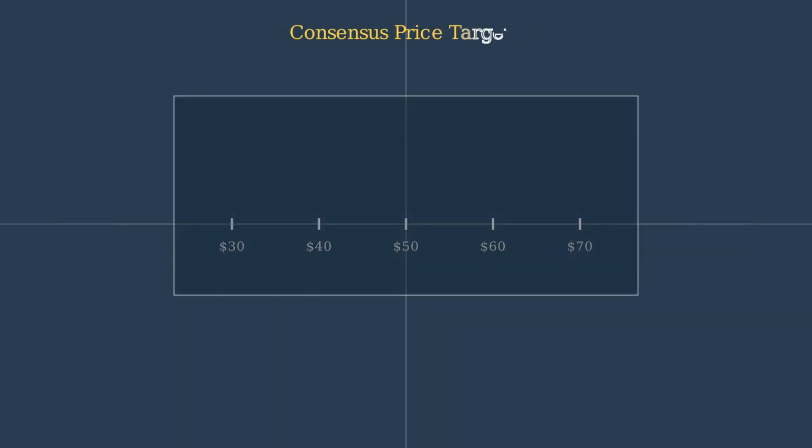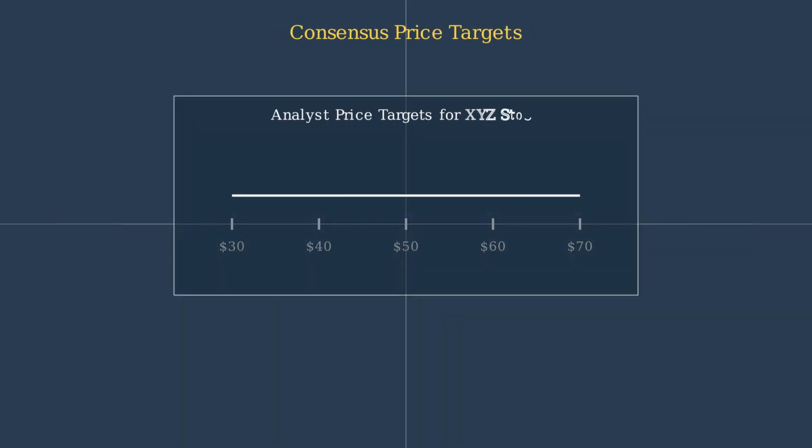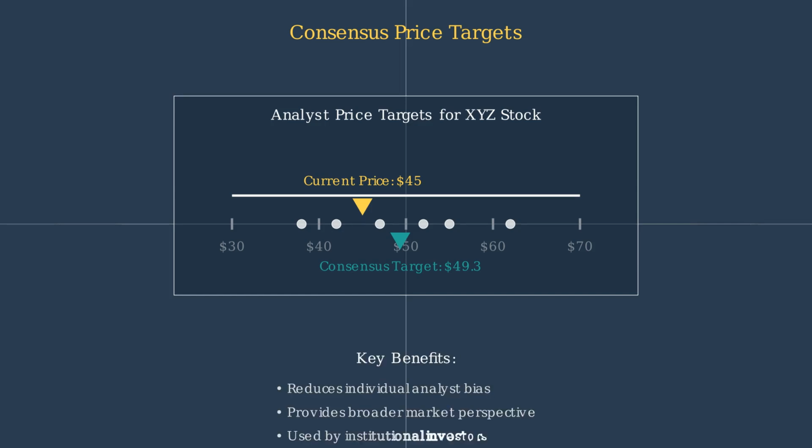Consensus price targets aggregate predictions from multiple analysts to provide a more balanced view. Each analyst issues their own price target based on their research and valuation methods. The consensus price target represents the average of all analyst estimates, providing a more balanced viewpoint. Consensus targets offer key benefits, including reduced individual bias and a broader market perspective.